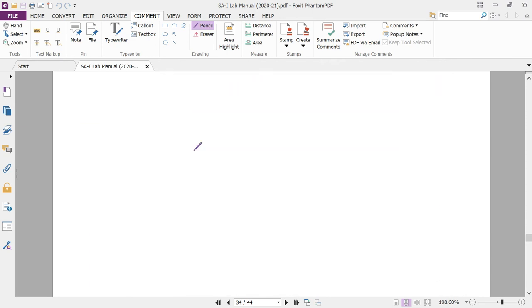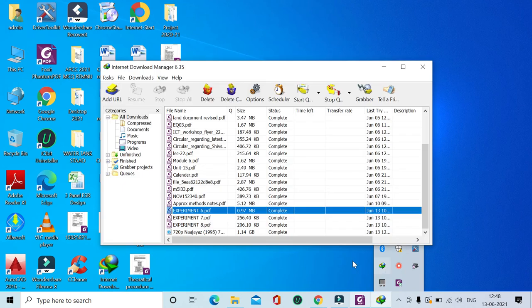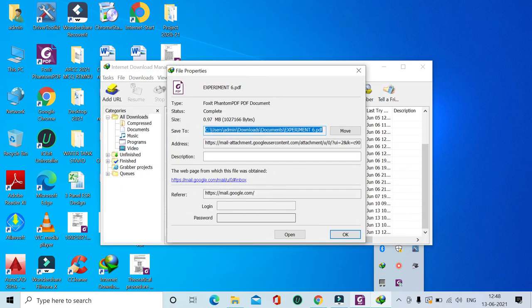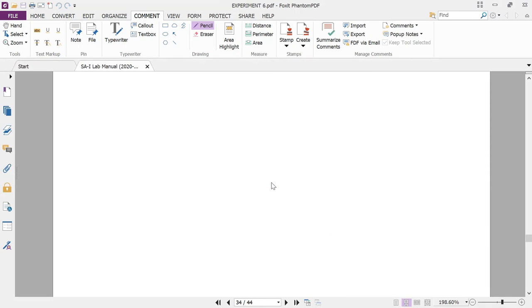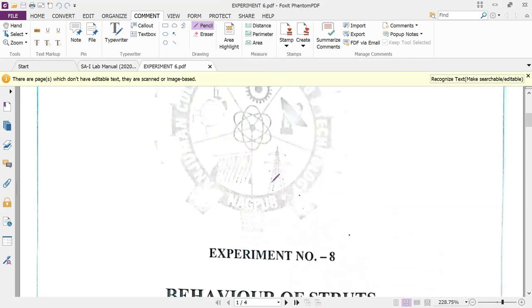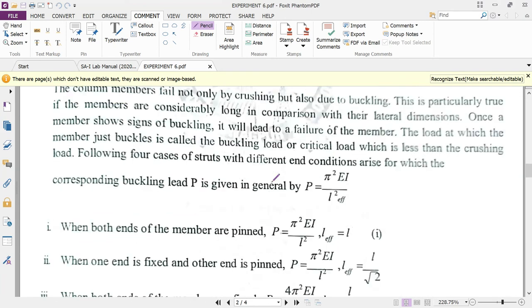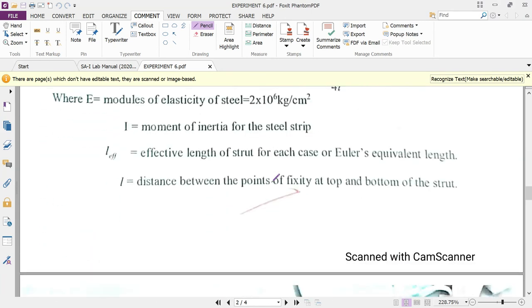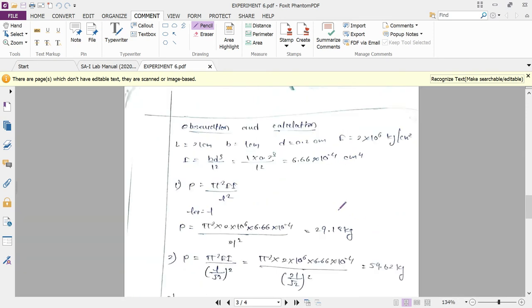Let us see directly the calculations part of the particular case. So this is the particular experiment. These are the calculations.